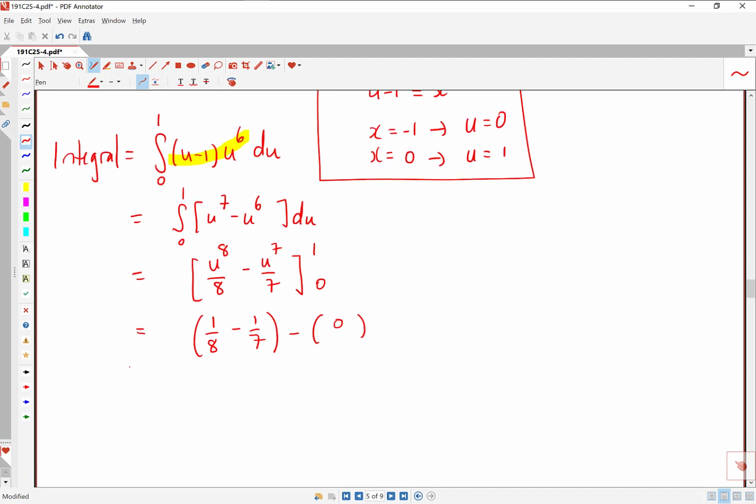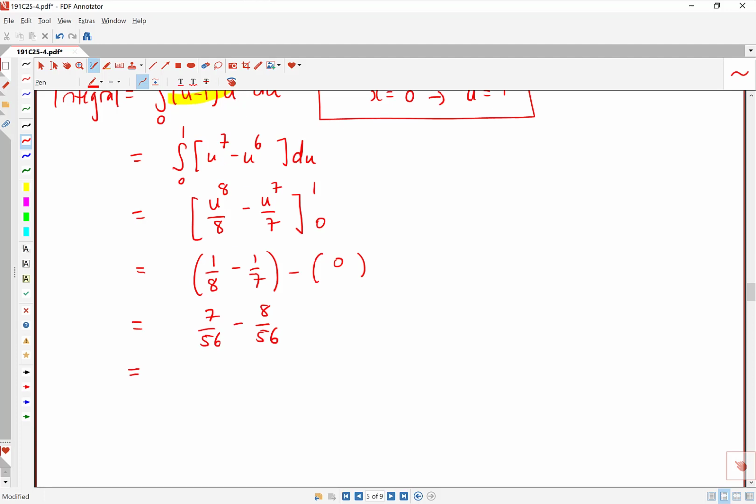Okay, so in other words, if we create a common denominator here, you could say this is 7 over 56 minus 8 over 56. So our answer is minus 1 over 56.